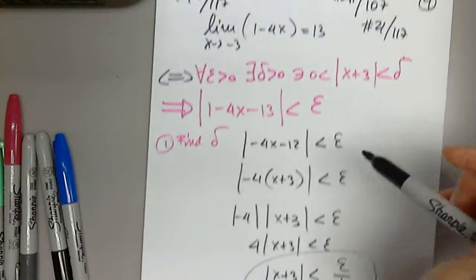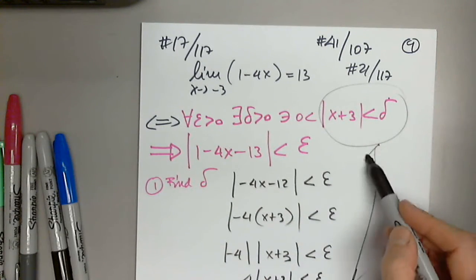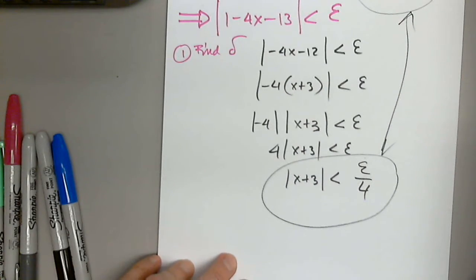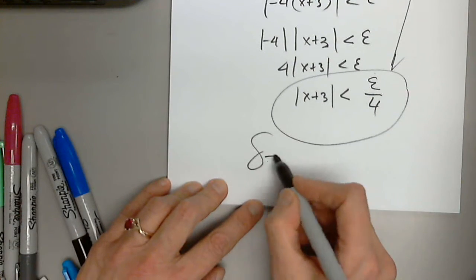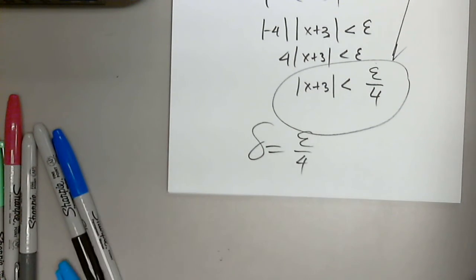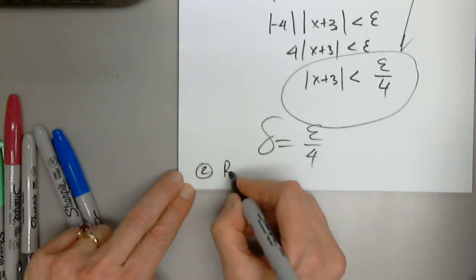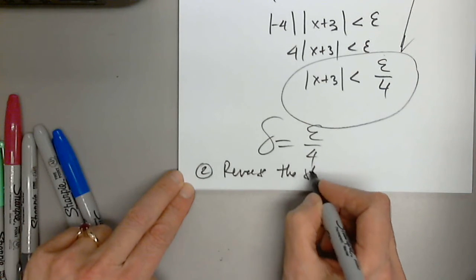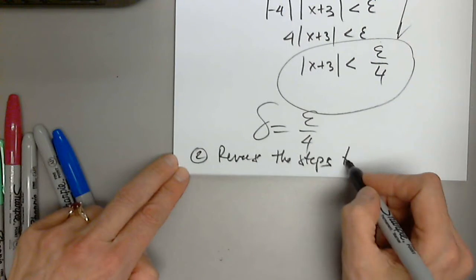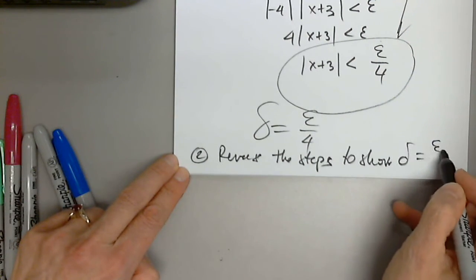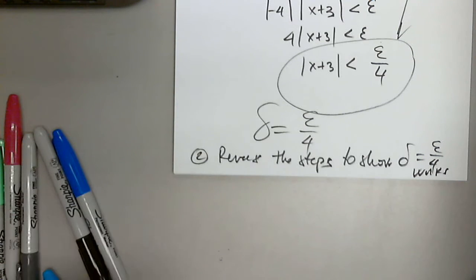All I have to do now is compare these 2. Please compare this with this and tell me what is delta. Why does this work? Why can I find a relationship between epsilon and delta? Because the limit exists. Otherwise, I would not be able to do it for every epsilon. So number 2, reverse the steps from above to show that delta equals epsilon over 4 works.